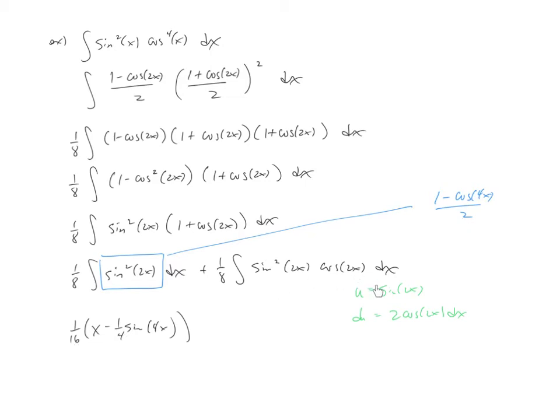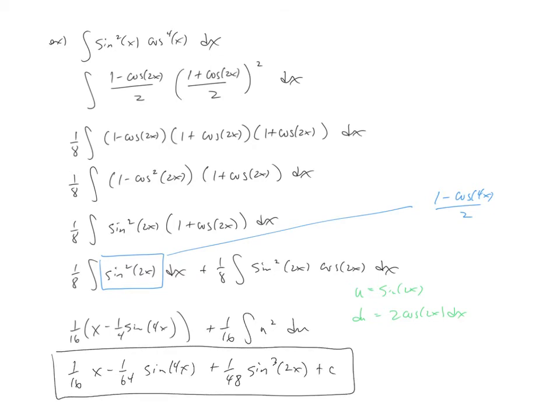And then this guy right here, this is just going to be a basic u sub as we discussed. And when I go ahead and do that, that's going to give me a plus 1/16 the integral u squared du. And then when all's said and done, I'll go ahead and distribute that 16 in there. That's going to be a plus 1/48 sine cubed of 2x plus c for our final answer.